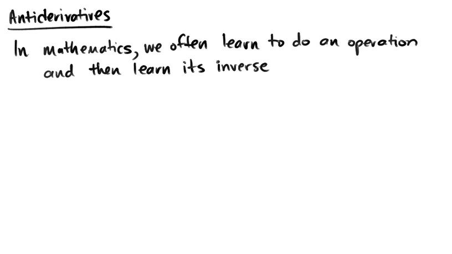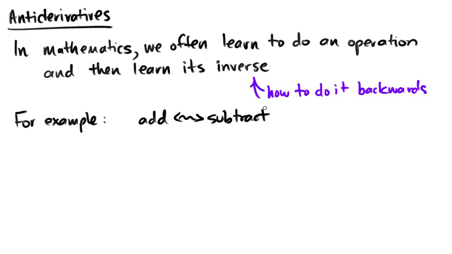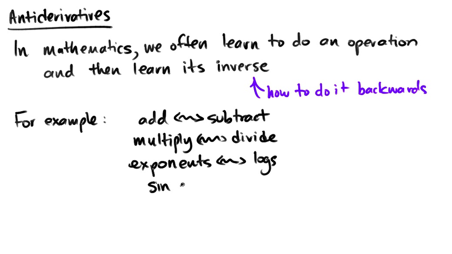Antiderivatives. In math, we often learn how to do an operation, and then we learn its inverse, which is how to do that operation backwards. For example, we learn how to add, then we learn how to subtract. Multiply and divide, exponents and logs, trig, like sine and arcsine. And for us in calc, derivatives and antiderivatives.